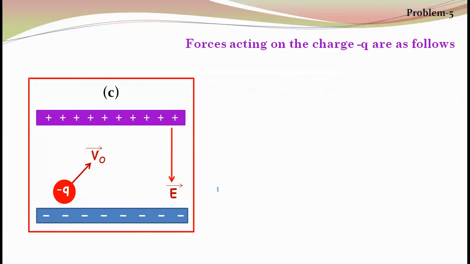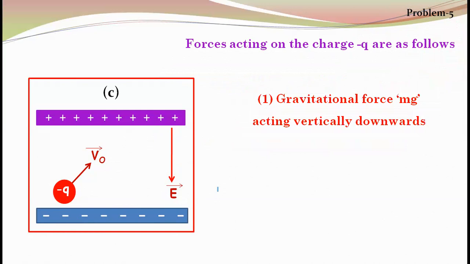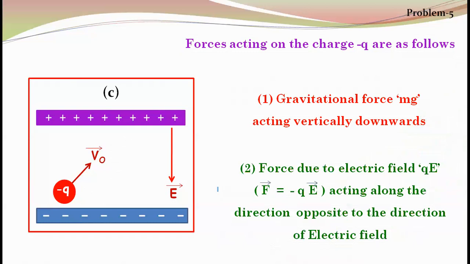First of all, everyone write down the gravitational force, don't forget it. If m is the mass of the charged particle here, then the gravitational force is mg, which we otherwise call weight. And you know, weight always acts vertically downwards. Number 2, force due to electric field QE. Here the direction of the force on the charge is going to be vertically upwards.